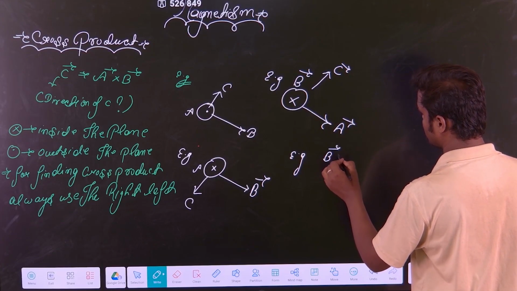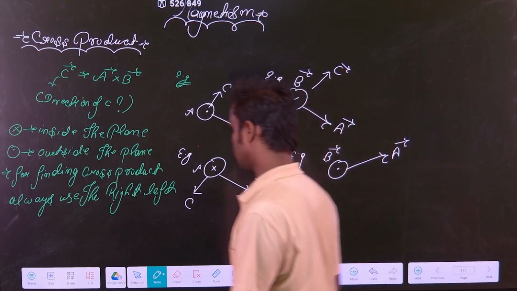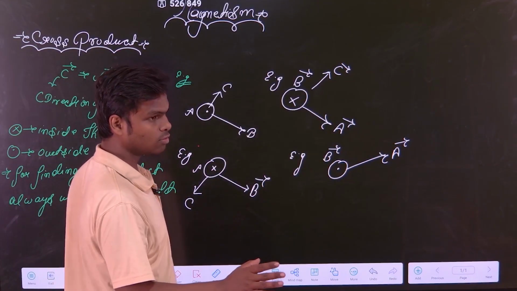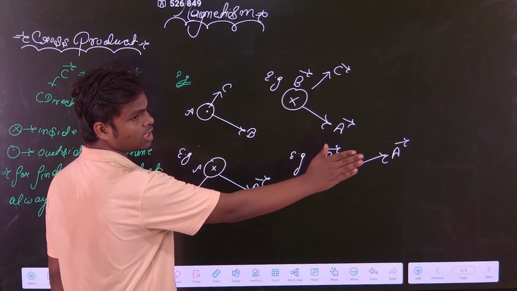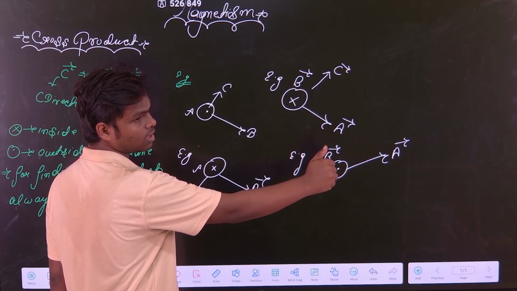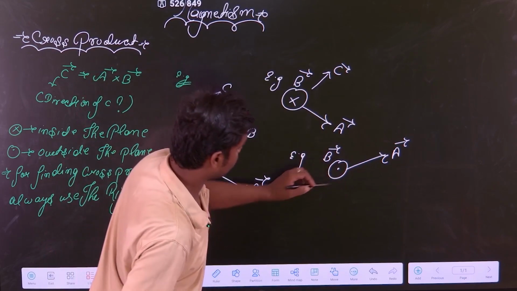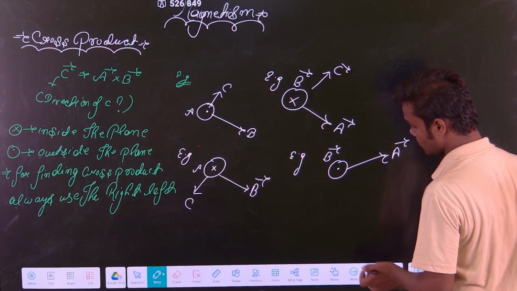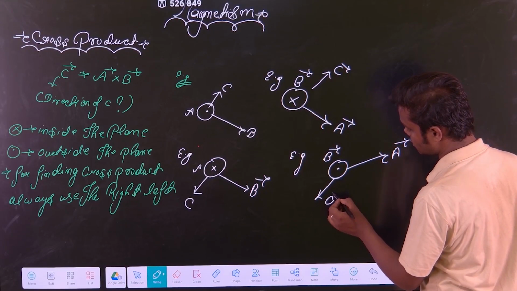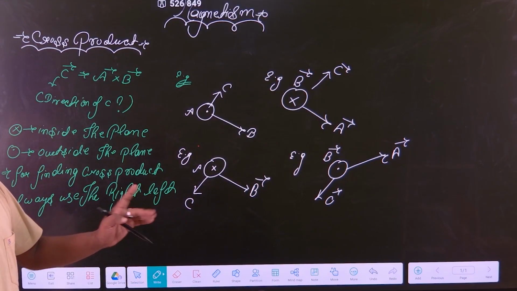Suppose this is B vector and this is A vector. Then what is the direction of C? What is the rule? First keep your hand in the direction of A. Okay. Then curl toward the direction of B. B is outside or inside? It is outside. So just curl like this. Curl outside, downward. Let me draw it properly. So you will get like this. This is my C vector. Clear? So this is how you find the direction of the cross product vector.